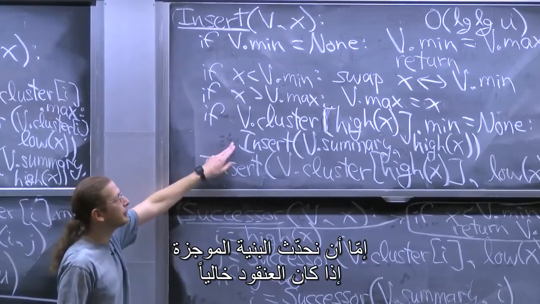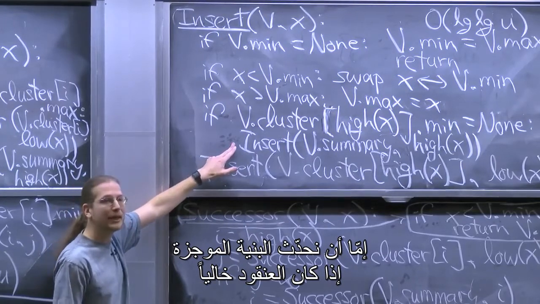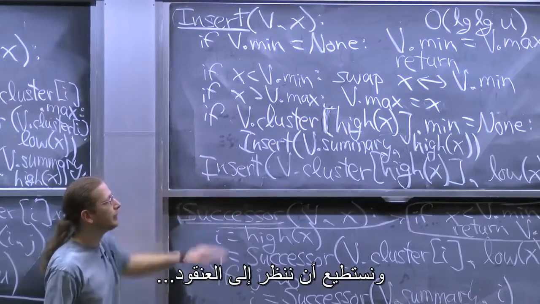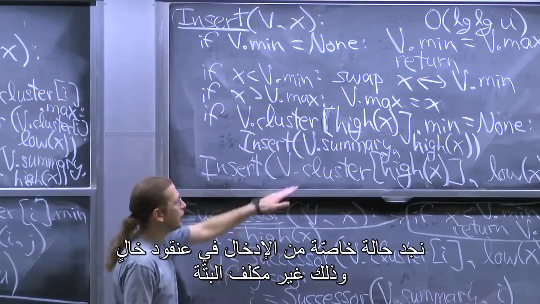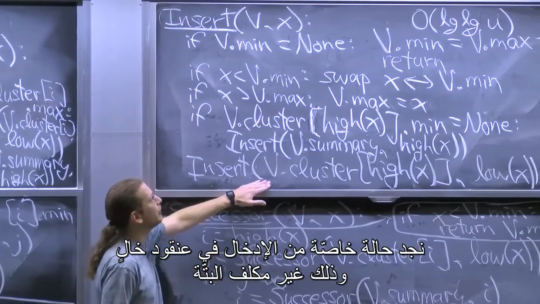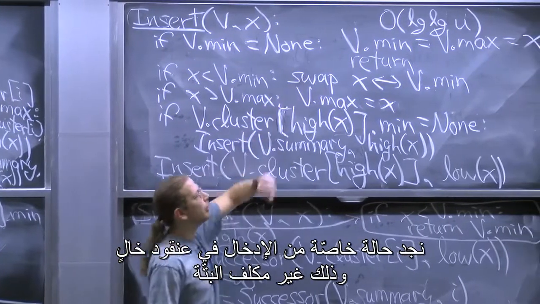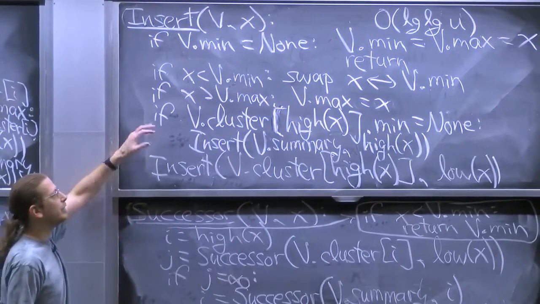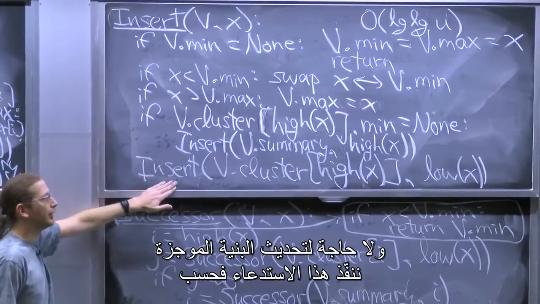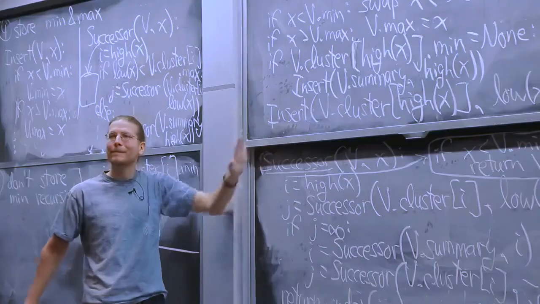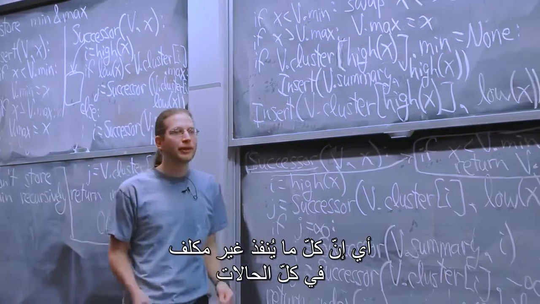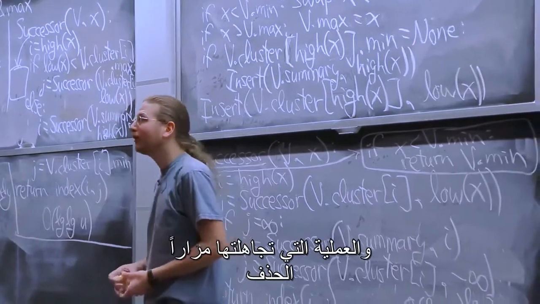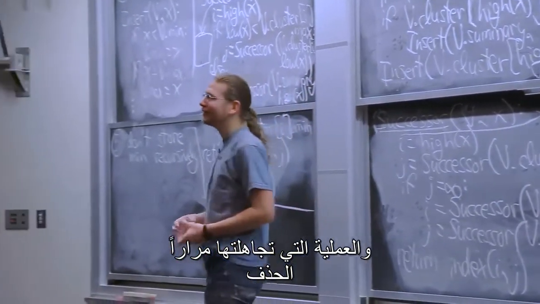Either we need to update the summary structure, in which case that cluster was empty, so we have this special case of inserting into an empty cluster, which is super cheap. Or most of the time, you imagine that the cluster was already non-empty, and so we don't need to update the summary structure, and then we just do this recursion. So in all cases, everything is cheap. Now, the one thing I've been avoiding is delete.